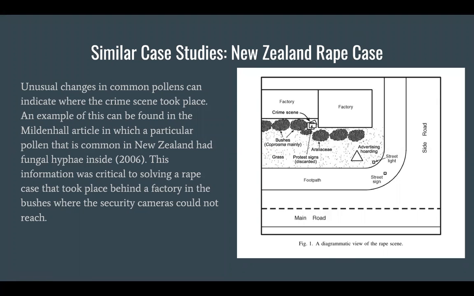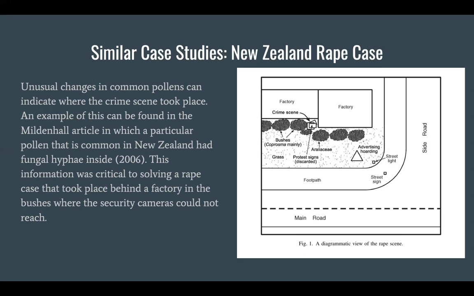In a similar case, we see how an unusual change in common pollens can link a suspect to the scene of the crime. Our example of this comes from a New Zealand rape case that happened behind a factory. The victim was sexually assaulted and forced to get into a vehicle with the assailant. He led her to several other locations while blindfolded so she could not see the direction in which they were traveling. At those locations, she was sexually assaulted a few more times before being set free.